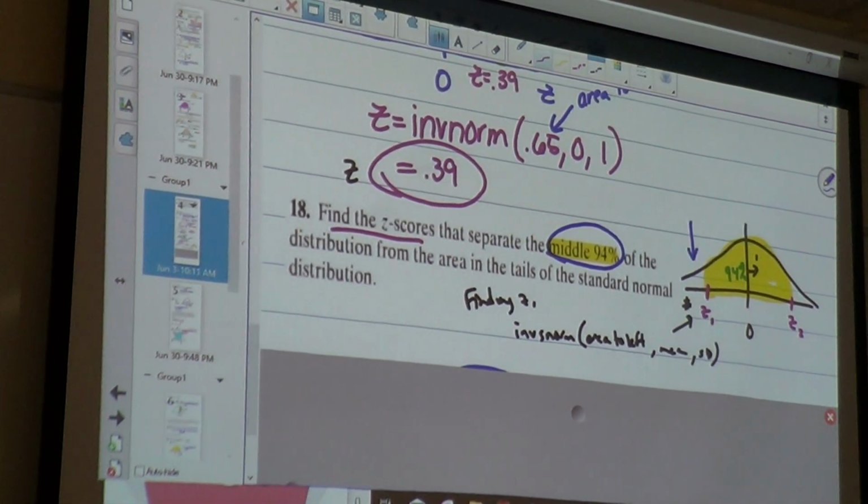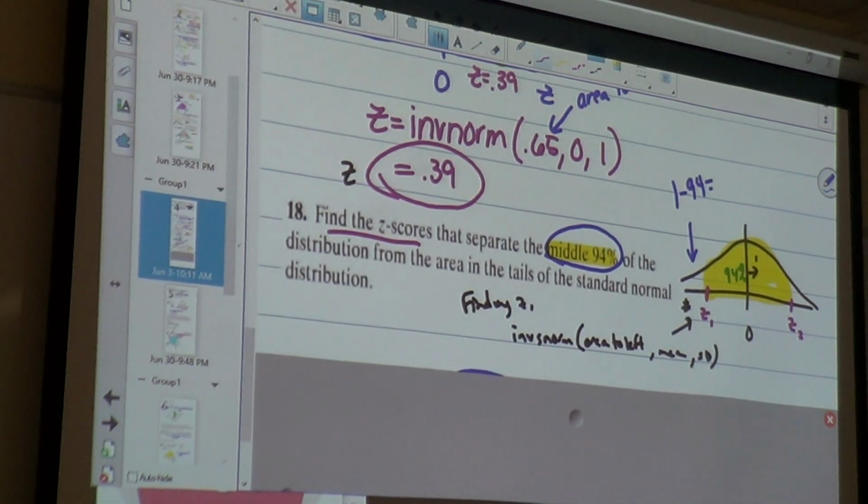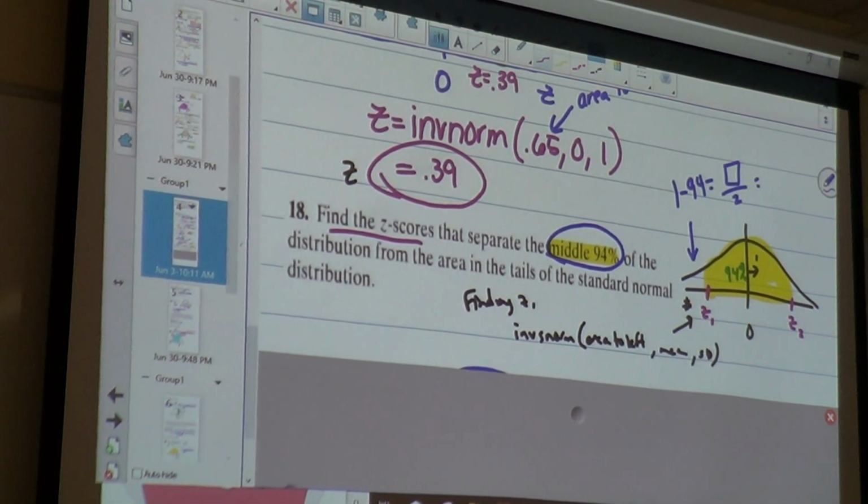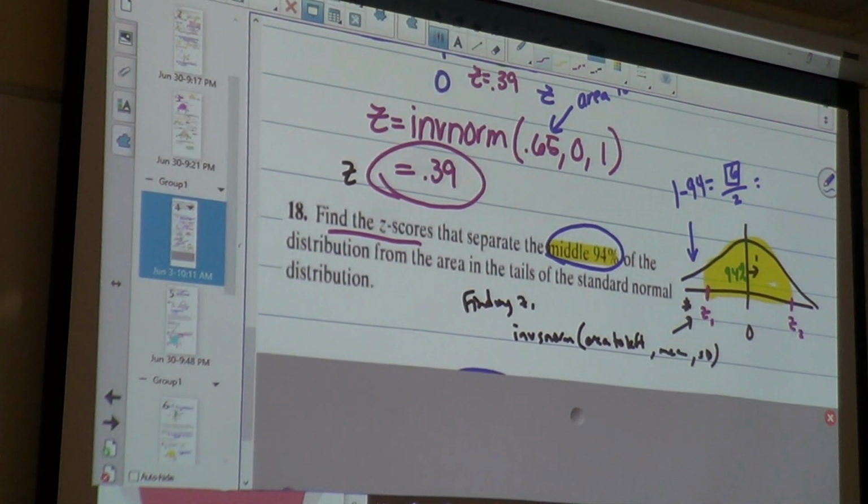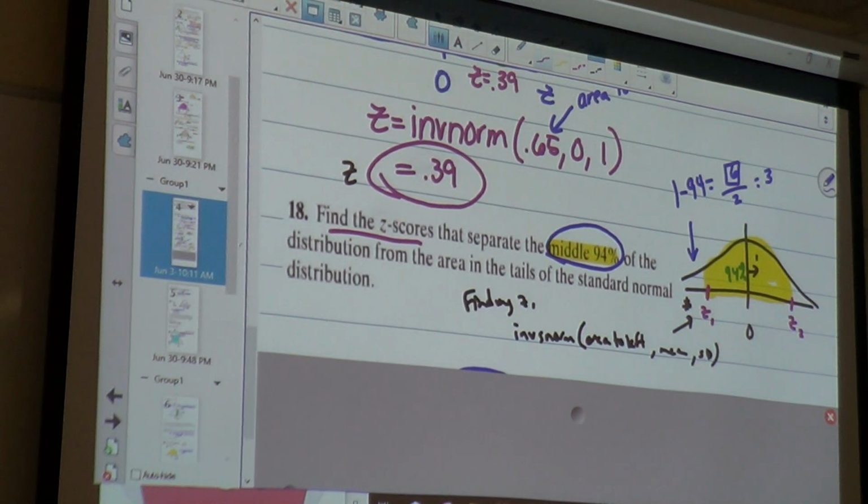So to get this, I did 1 minus 94, and then I divided that by 2. 1 minus 0.94 is 0.06. 0.06 divided by 2 is 0.03. So do you agree that would be 0.03, which would make that 0.03? You with me? So this is going to be 0.03, comma, 0, comma, 1. Yay? Or not so yay?